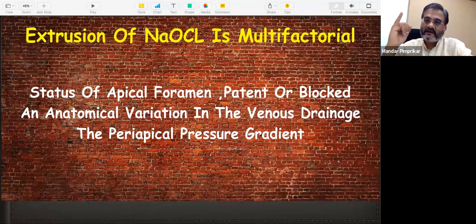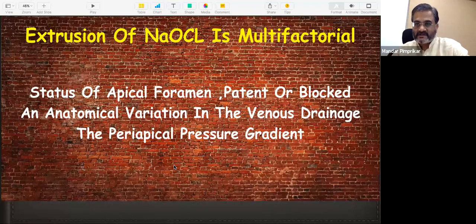If the canal is patent or not, if the canal is patent, there is a good chance that hypochlorite will travel into the periradicular tissues. If the canal is blocked, then it may not. Then anatomical variations in the venous system, which I just told you about, anterior facial vein. Be careful when irrigating with in lateral incisor and upper molars.